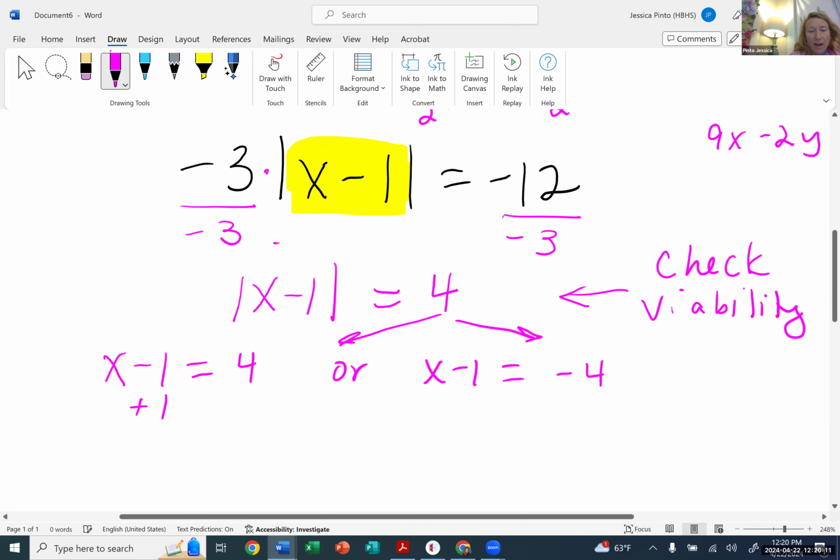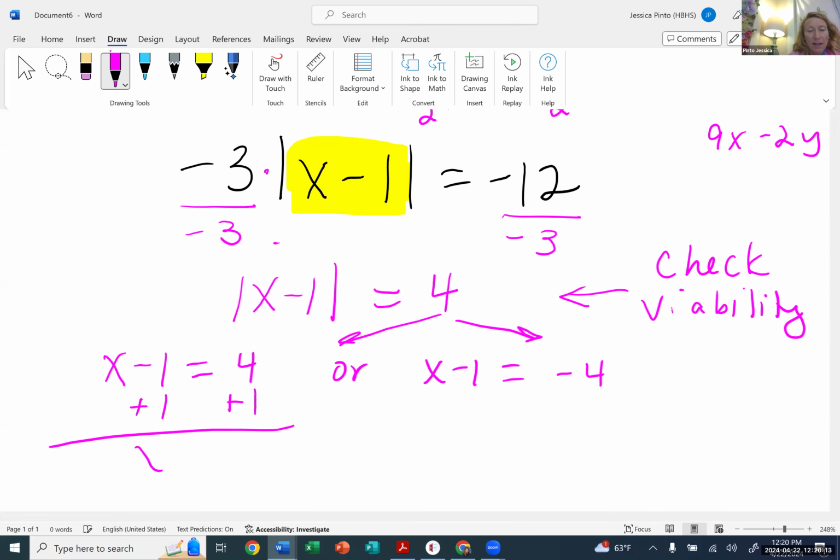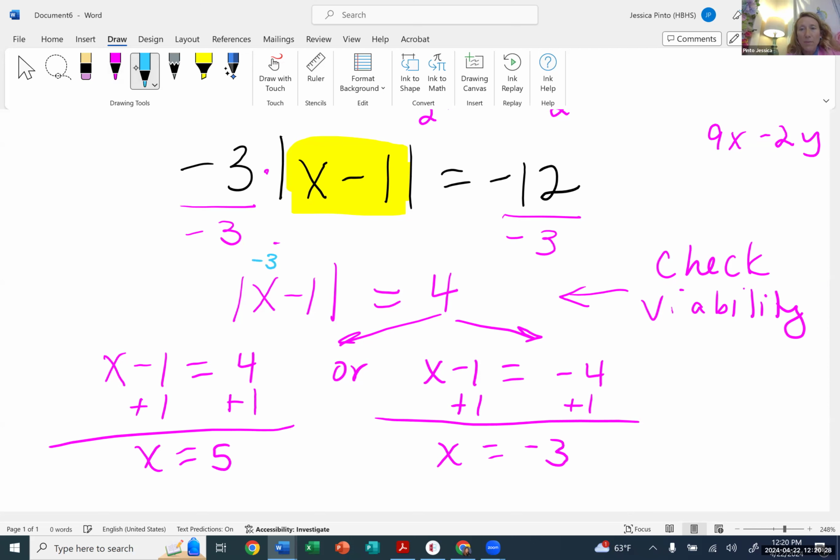So then I solve for x. This time it's just one step. I'm getting x is equal to 5. And then when I add 1 to the -4, I'm getting -3. And let's confirm. When I plug in -3, -3 minus 1 is -4. The absolute value of -4 is 4 units from 0. So the absolute value of -4 is equal to 4.